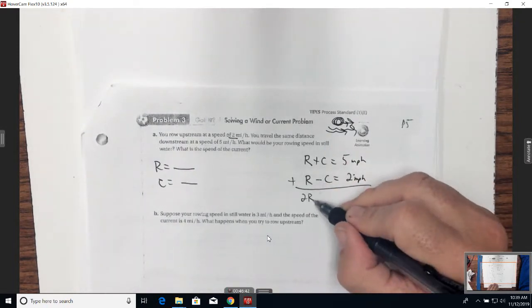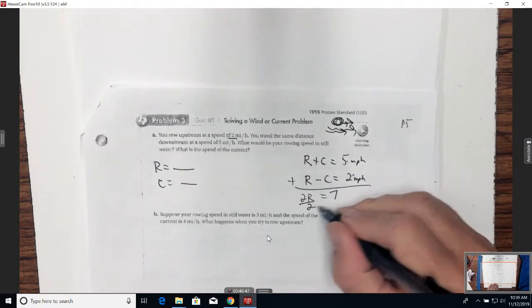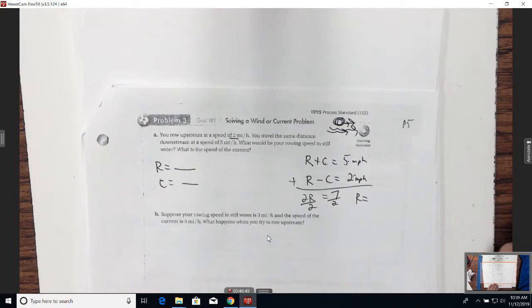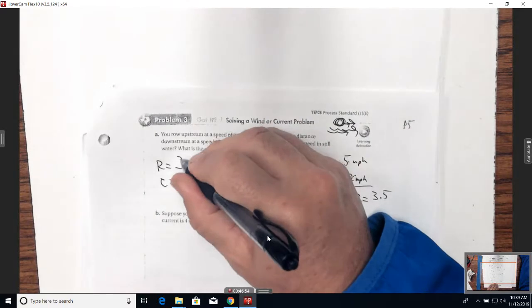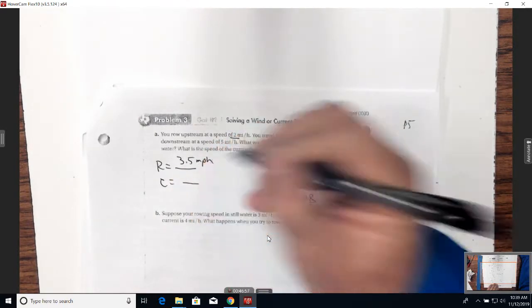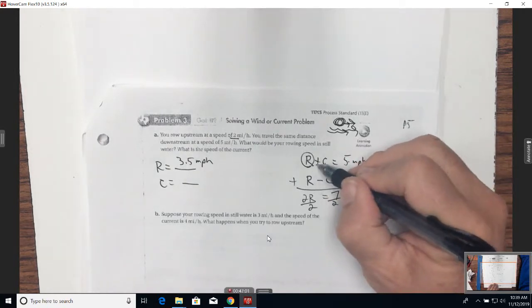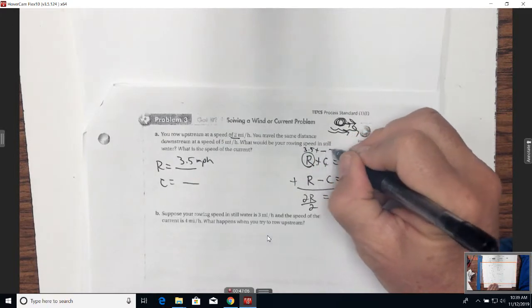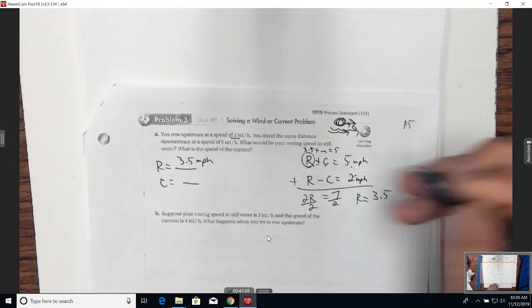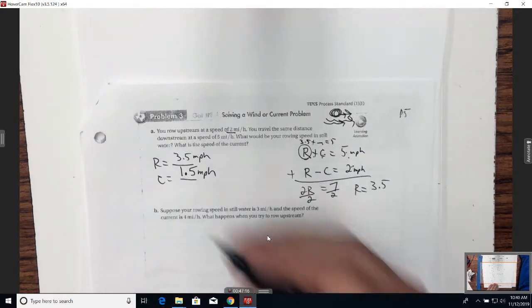2r plus 0 is equal to, what's 5 plus 2? 7. Divide by 2, divide by 2. So what's 7 divided by 2? 3.5. So my rowing speed is 3.5 what? Miles per hour. What's the current? 3.5 plus what is going to give me 5? 3.5 plus blank is equal to 5. That's my current speed. You got it? So that's my rowing speed and my current.